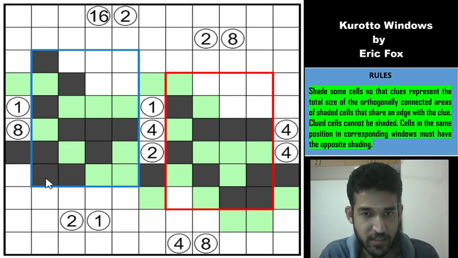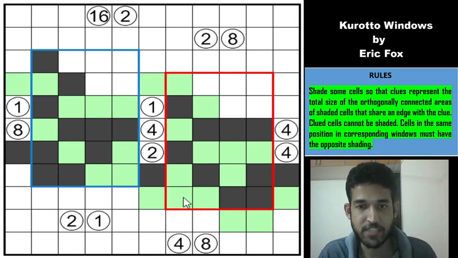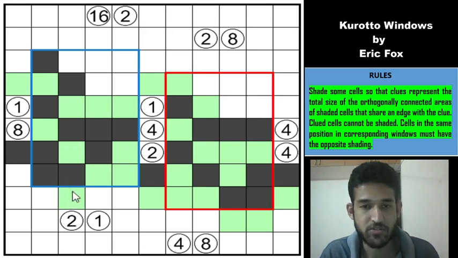It cannot be unshaded. So we have 4 cells now, and this is unshaded, the corresponding cell in the other window, and because this is going to be a stream of 8 connected cells, this would have to be unshaded because this is only 2, and if you shade this cell it becomes at least 8 in value. So this is unshaded.